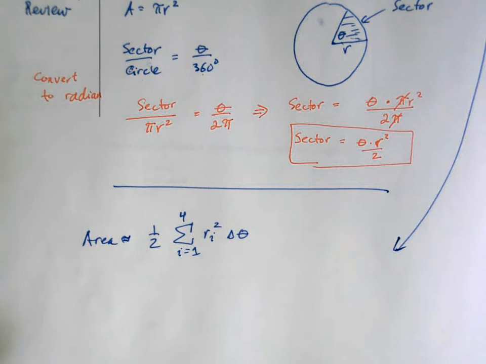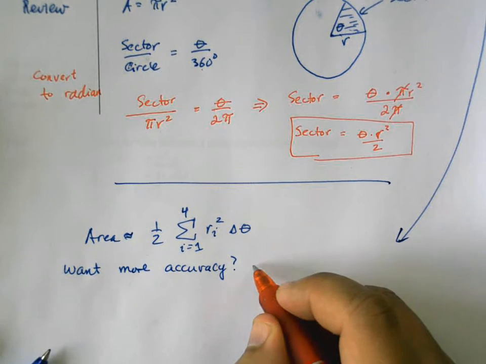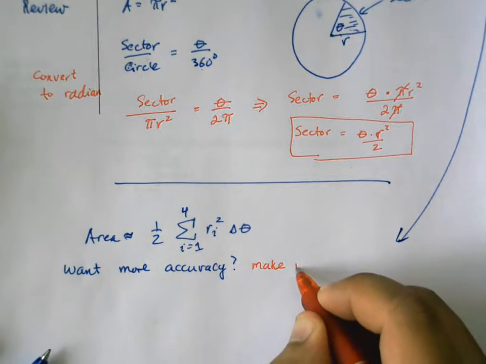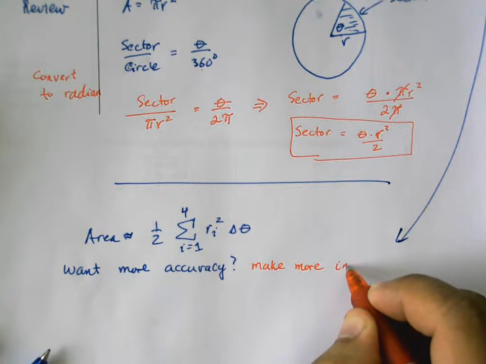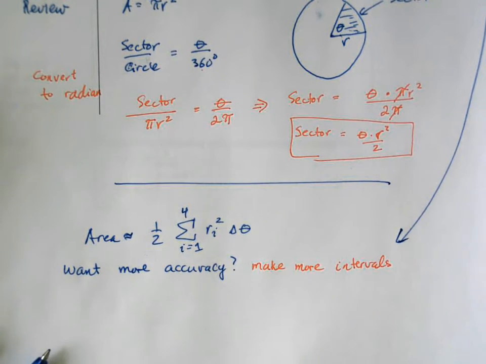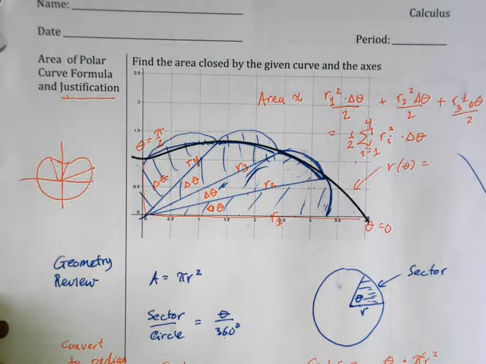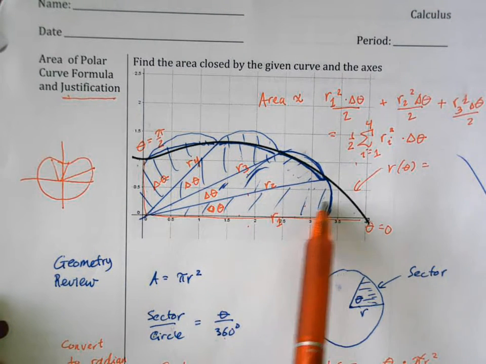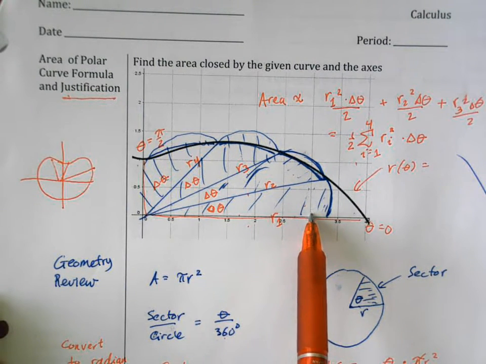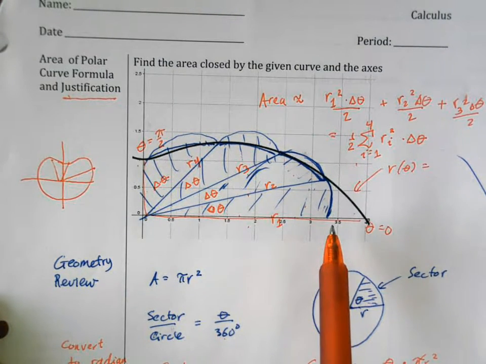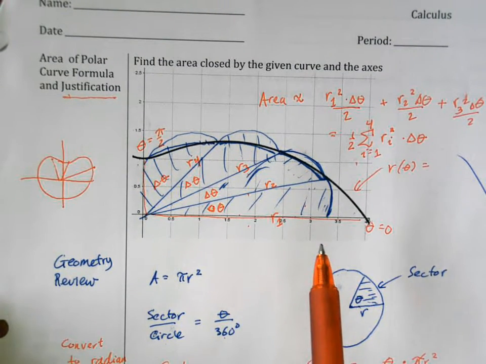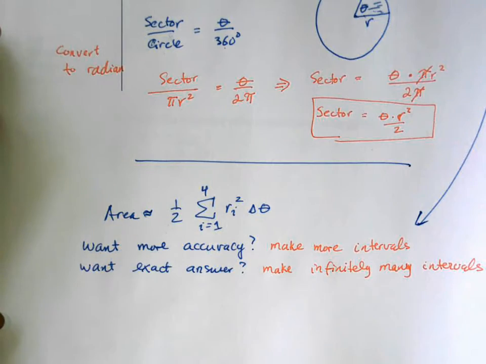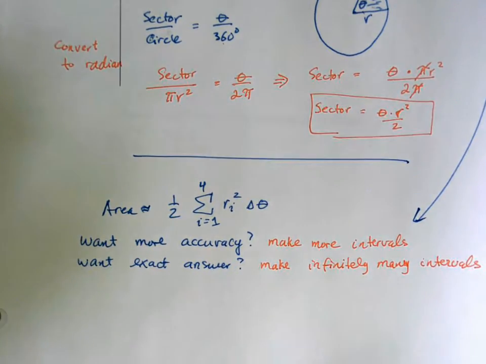But we know that in calculus, our common mantra is, you want more accuracy? Well, the answer is simple. Make more intervals. Okay? Make more intervals. So in other words, if we want to get a better estimate, just cut it up into smaller slices, smaller sectors. And if we cut them up small enough until they are infinitesimally small, then we'll have an exact answer. Okay. So you want an exact answer, make infinitely many intervals.